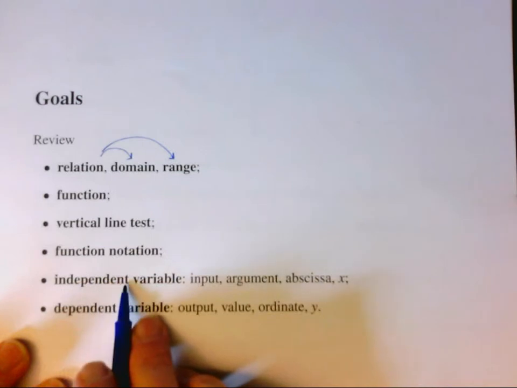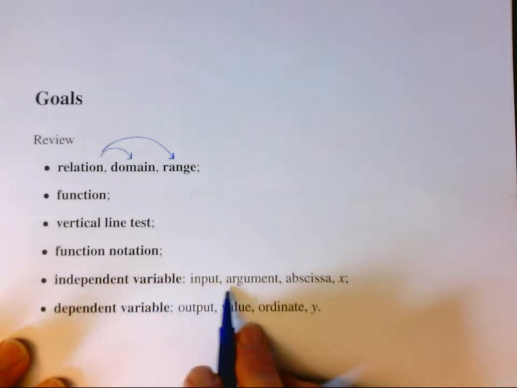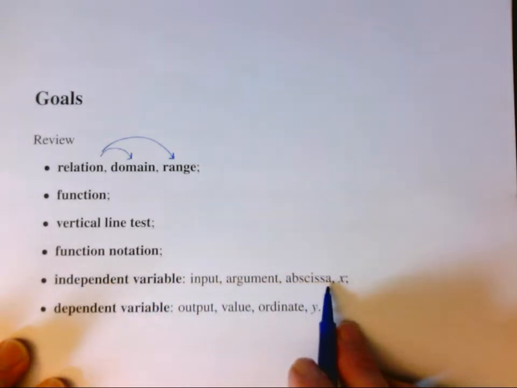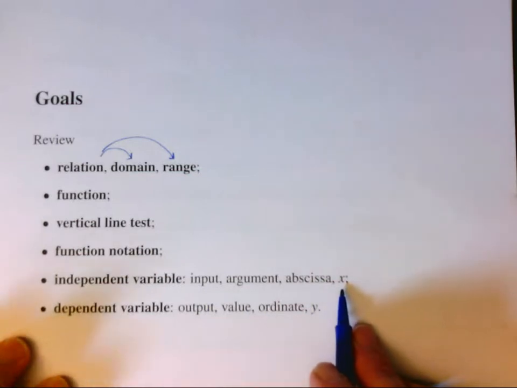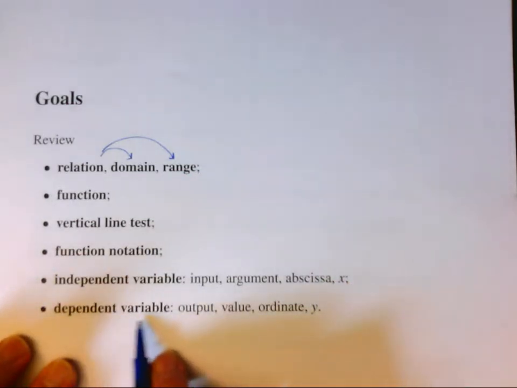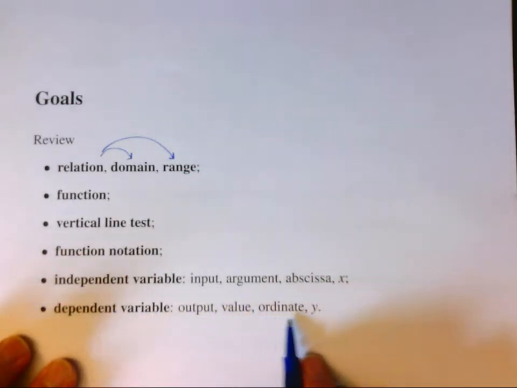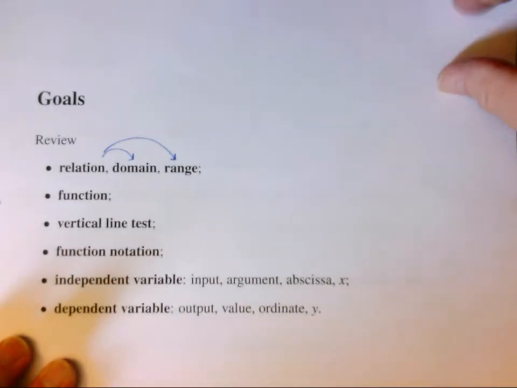The independent variable, or the input, has several different ways to refer to it. Sometimes it's the variable x. Likewise, the dependent variable has several terms, and sometimes we refer to it as the variable y, although you don't have to have x and y.